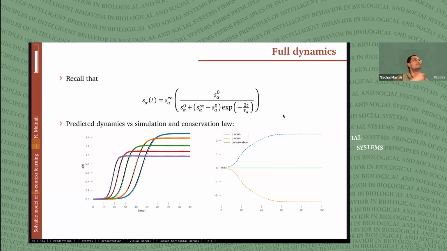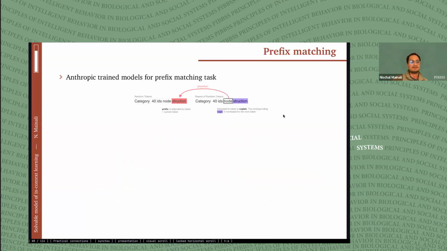And now to try to relate this to real world empirical phenomena, I'm going to go back to a real world example of prefix matching. Anthropic trained a model for prefix matching, which is basically if it has seen two words together at some point in the context, it needs to be able to predict that. So instruction came after node, so it needs to predict instruction when the query is node. Basically, it needs to look back and see what came together and predict it.